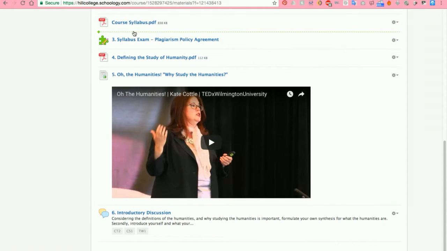And you'll also find a syllabus, exam, and plagiarism policy agreement. All that is very simple. Here's the plagiarism statement from the student handbook. Do you understand what that is? Do you understand not to do it? Questions like that. So that way we can be accountable.